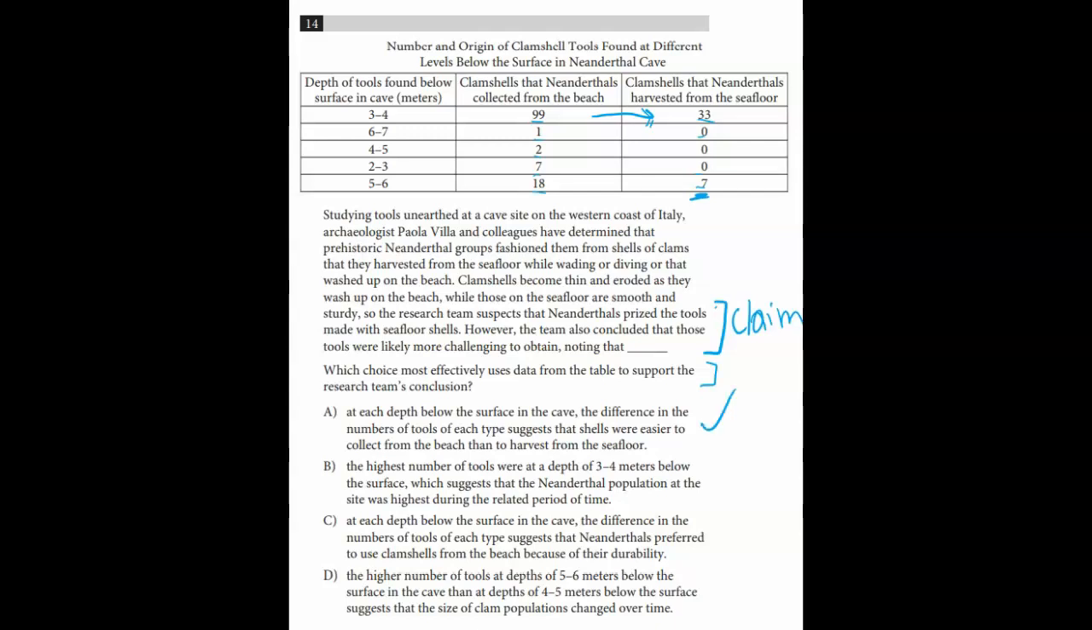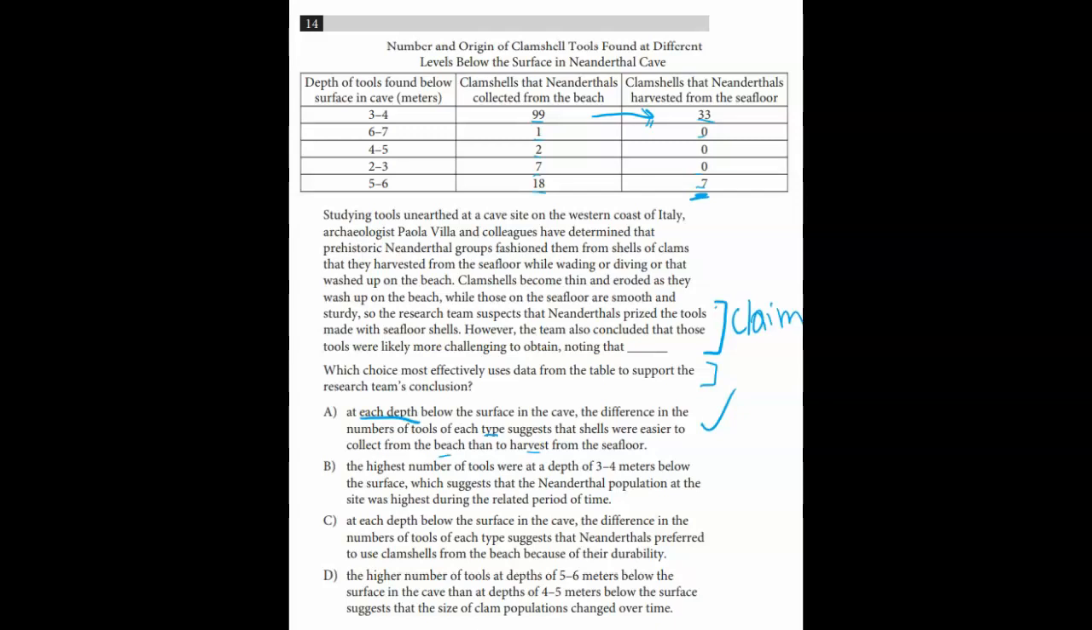Yep. It mentions how at each depth, so all of them, the difference in the number of tools of each type, so the difference between the ones collected from the beach and the ones not, suggests they were easier to attain from the beach than to harvest from the seafloor. I really like A. I think A presents itself as a really good answer because it shows that the number collected from the beach is way greater than the ones collected from the seafloor, implying that it's easier to get them from the beach than the seafloor.